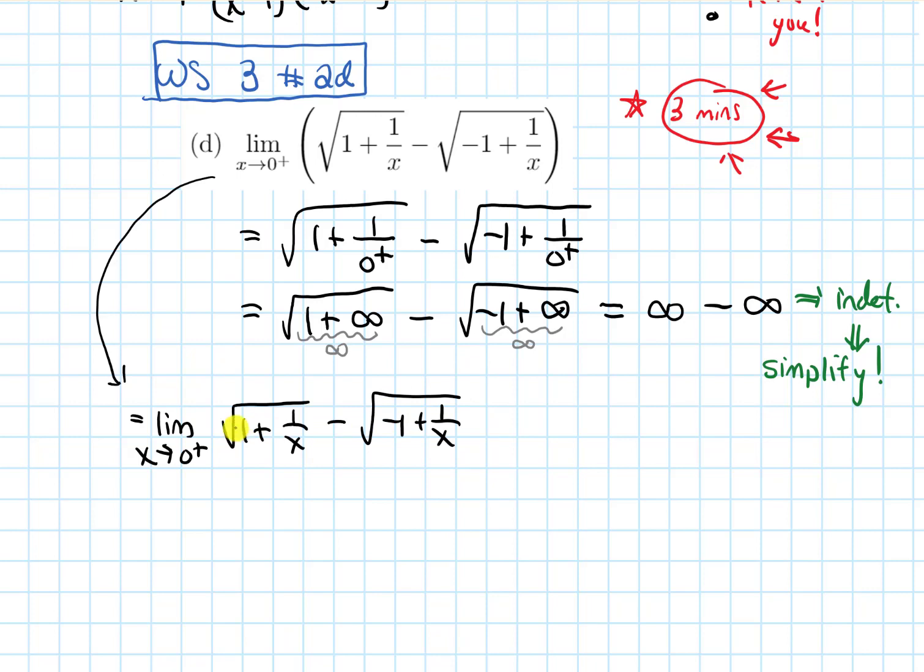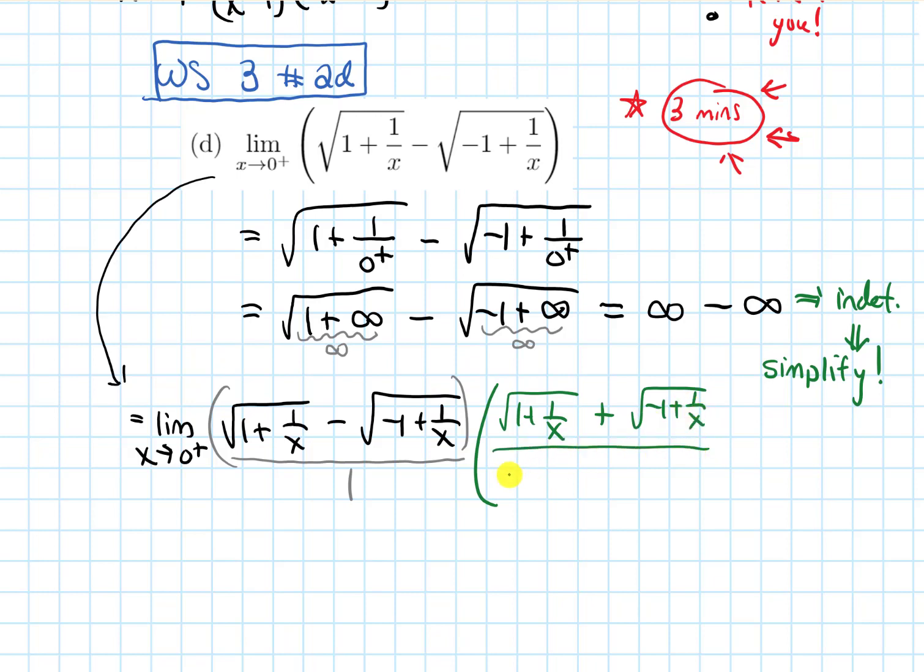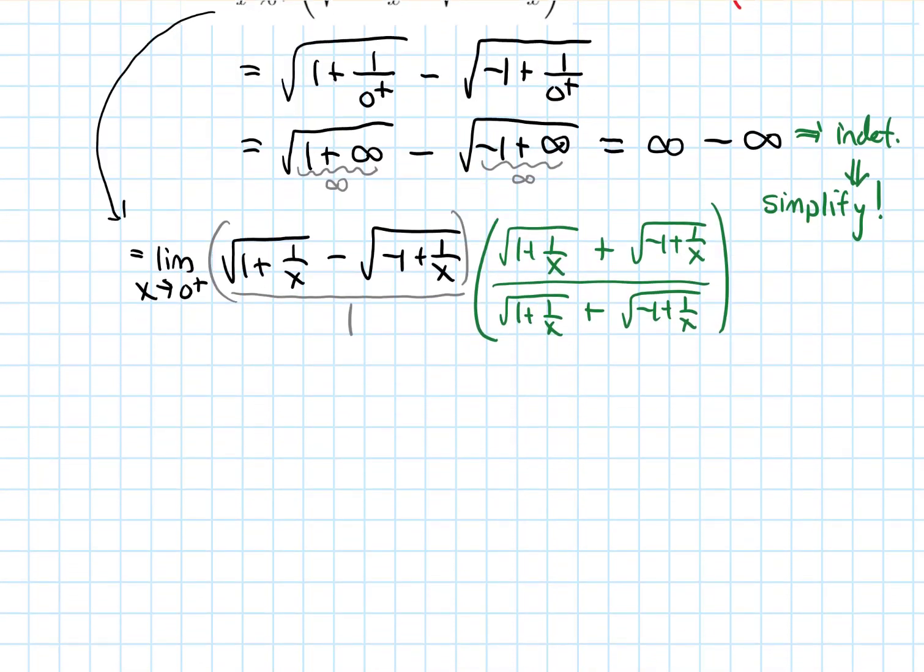And let's try multiplying the top and the bottom. So right now there's no denominator, so let's put this whole thing over 1. Let's multiply the top and the bottom by a square root of 1 plus 1 over x. Let's change that sign in front of that next term to a plus, and then root negative 1 plus 1 over x. Same thing on the bottom, root 1 plus 1 over x plus root negative 1 plus 1 over x. Close that parentheses. And now let's multiply out limit as x approaches 0 from the right.